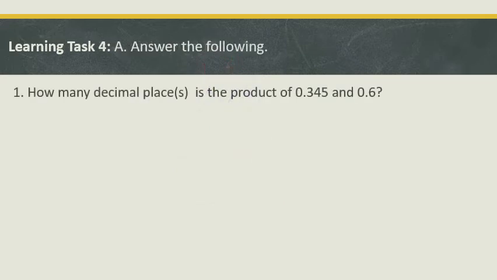Okay, for learning task 4, let us answer the following. How many decimal places is the product of 345,000 and 6 tenths? Ilang decimal places lang naman daw. Bilangin natin yung decimal places natin dito. So, 1, 2, 3, and 1. Dito may 3 decimal places. Dito ay merong 1. Pag pinagsama natin, para makuha sa product natin, we have 4 decimal places. Ito po ang sagot sa number 1.